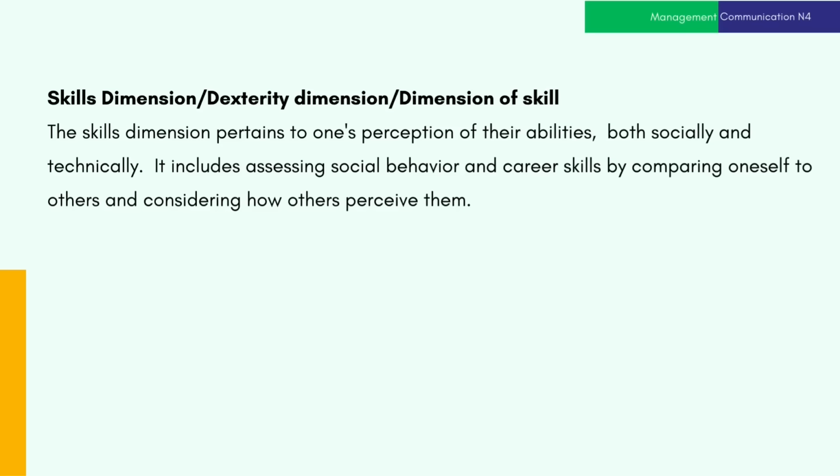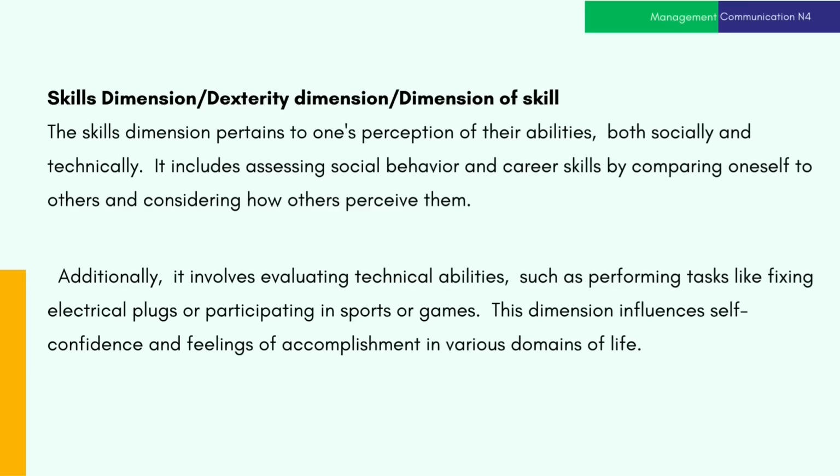2. Skills dimension. The skills dimension pertains to one's perception of their abilities, both socially and technically. It includes assessing social behavior and career skills by comparing oneself to others and considering how others perceive them. Additionally, it involves evaluating technical abilities, such as performing tasks like fixing electrical plugs or participating in sports or games. This dimension influences self-confidence and feelings of accomplishment in various domains of life.